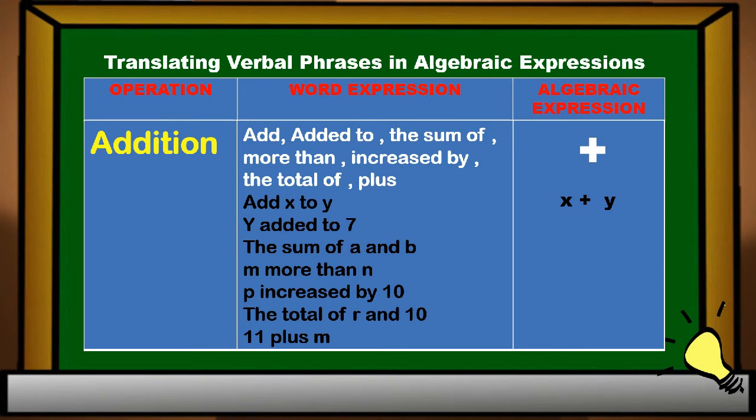Y added to 7, your answer is 7 plus y. The sum of a and b, your answer is a plus b. M more than n, your answer is n plus m. P increased by 10, you are going to translate it as p plus 10. The total of r and 10, the answer is r plus 10. And the last one, 11 plus m. There you are, class. So that is for addition.